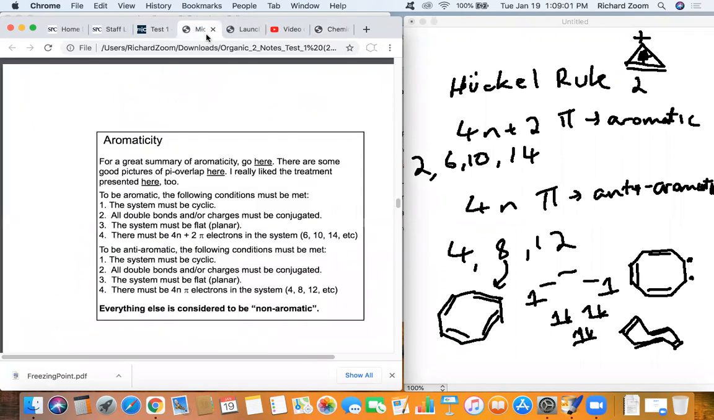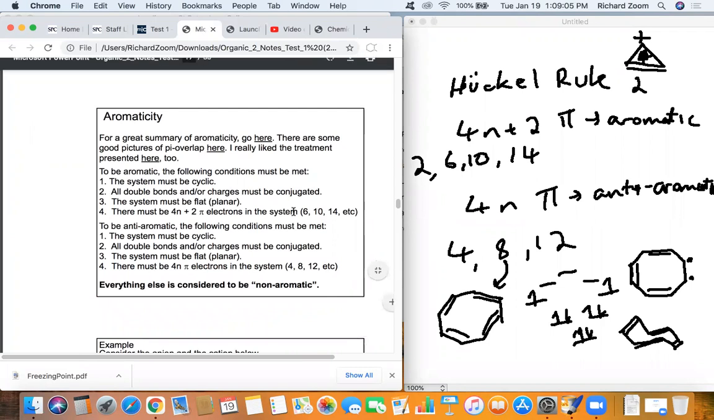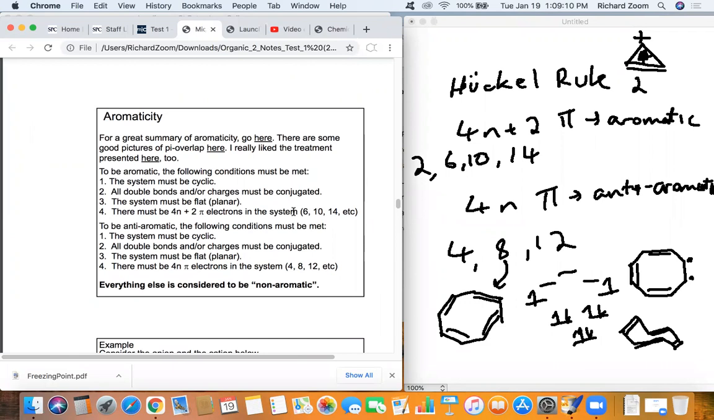All right, let's go back to aromaticity. So to be aromatic, the following conditions must be met. The system must be cyclic, right? Round, that means. All double bonds and or charges must be conjugated. By conjugated, I mean alternating. Single, double, single, double, single, double, all the way around, right? The system must be flat or planar. That's what we've been talking about. It has to be flat.